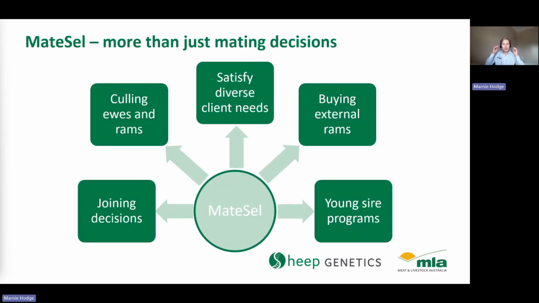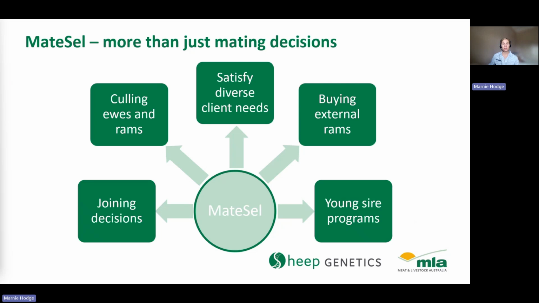And when we think about that, it's important to think about how we can overlay MateSel across more than just mating decisions. So obviously the primary use of MateSel is around making mating or joining decisions, but we can also use MateSel to cull any old ewes or old rams. We can also use MateSel to satisfy diverse client needs. So if you want to create a high and a low line for a particular trait, we can also look at using MateSel to purchase any external rams, or potentially purchasing in semen for an AI or ET program, and also for any young sire programs as well.